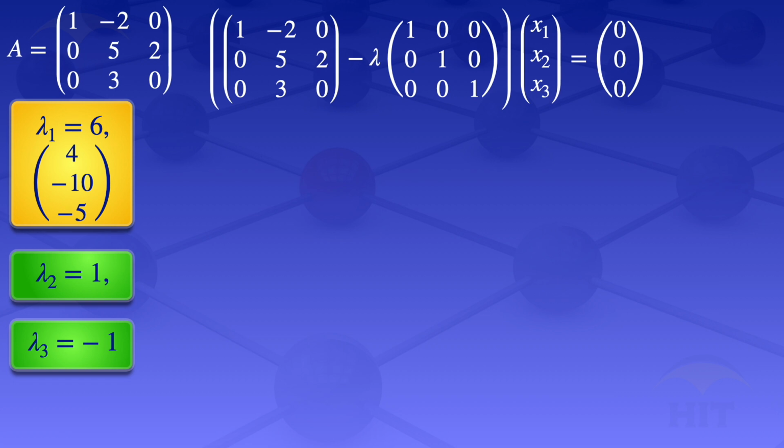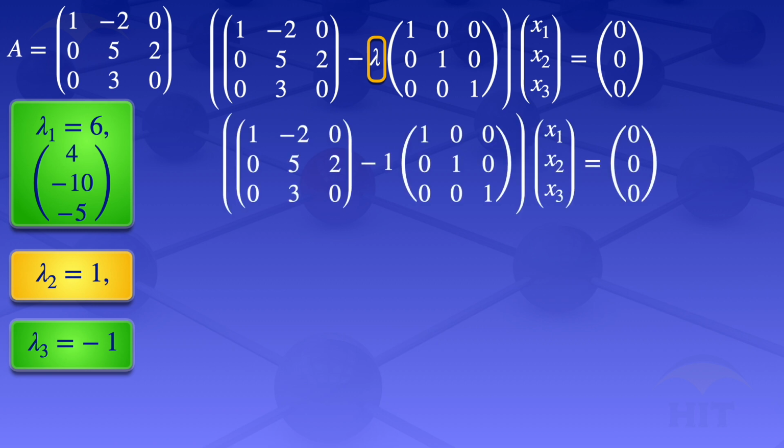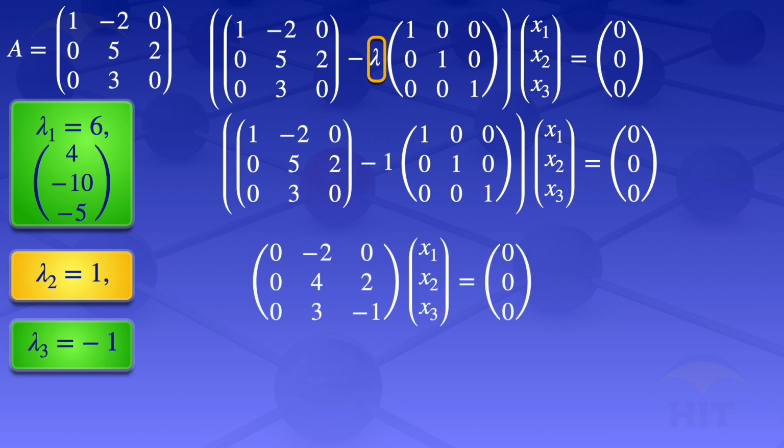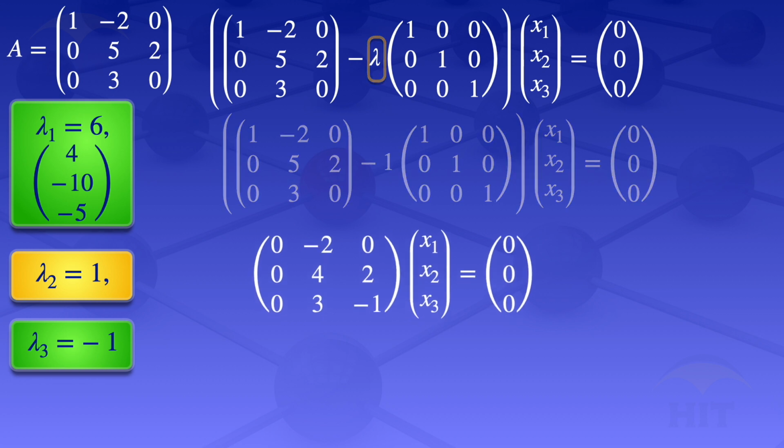We now move on to the second eigenvalue, the lambda equals 1. So we are substituting 1 here where we have that lambda, and we would have the matrix A minus 1 multiplied by the identity matrix, multiplied by the column vector x, is equal to the 0 vector. So what it will result in is subtracting 1 from the elements on the diagonal of the matrix A there. And when you subtract 1 from the elements on the diagonal, the result will be 0, minus 2, 0, 0, 4, 2, 0, 3, minus 1, multiplied by the vector x is equal to the 0 vector.